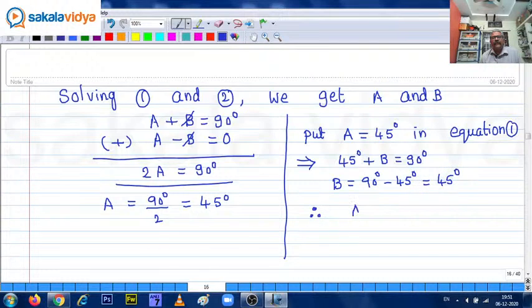So therefore A equals 45 and B equals 45. Both are equal. See, 45 plus 45 is 90. A, B are complementary also, we can say. A, B are said to be complementary angles also.